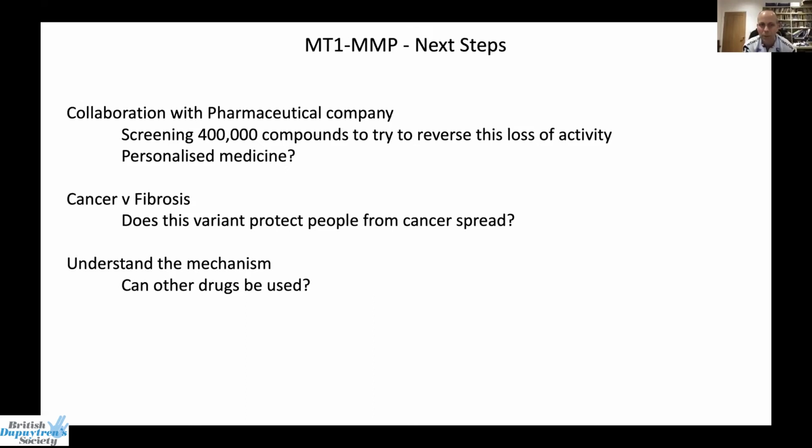So this might lead us on to different molecules that could be amenable to having their function changed by various other drugs and things. So that's kind of where we're at the moment. I think the future is really bright for Dupuytren's research.